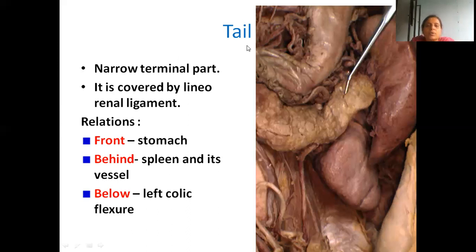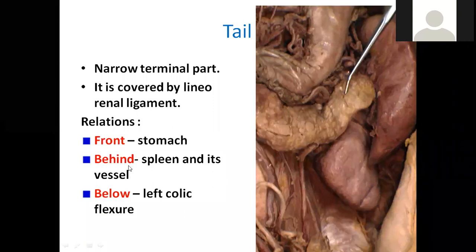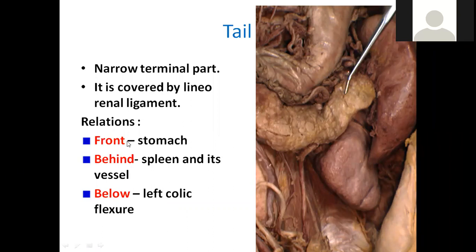Okay, so tail is the narrow terminal part. Yes, feel free, but all of us are in the same boat. Don't hesitate how much to remember, how much to study. Of course you have every right to know because less time, more to study, isn't it?